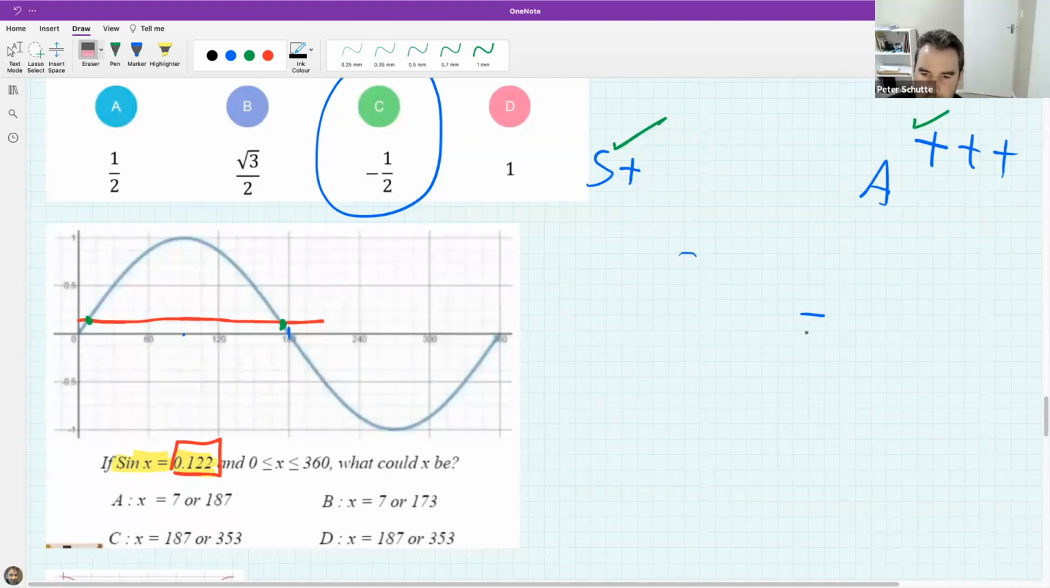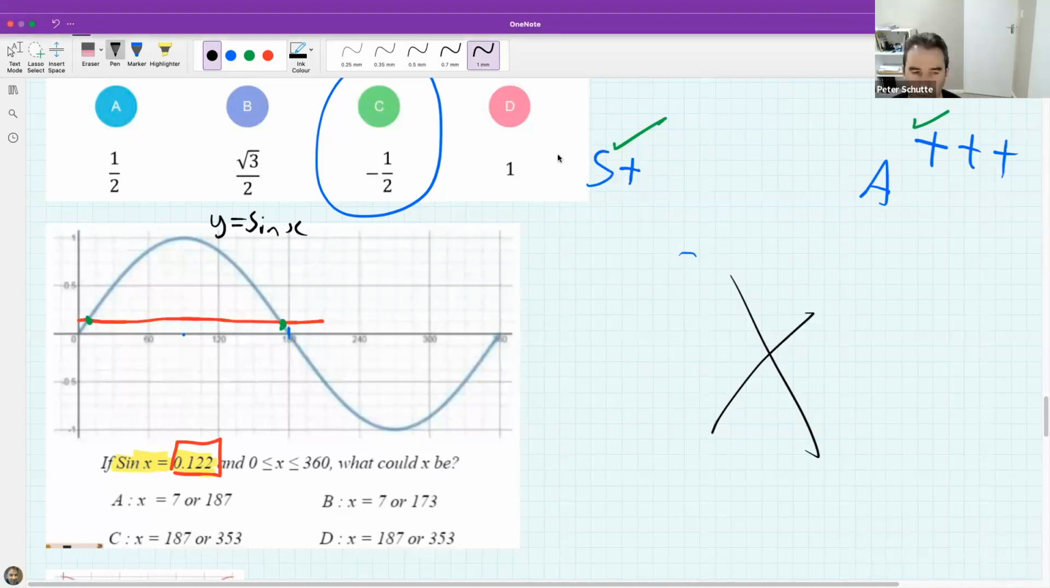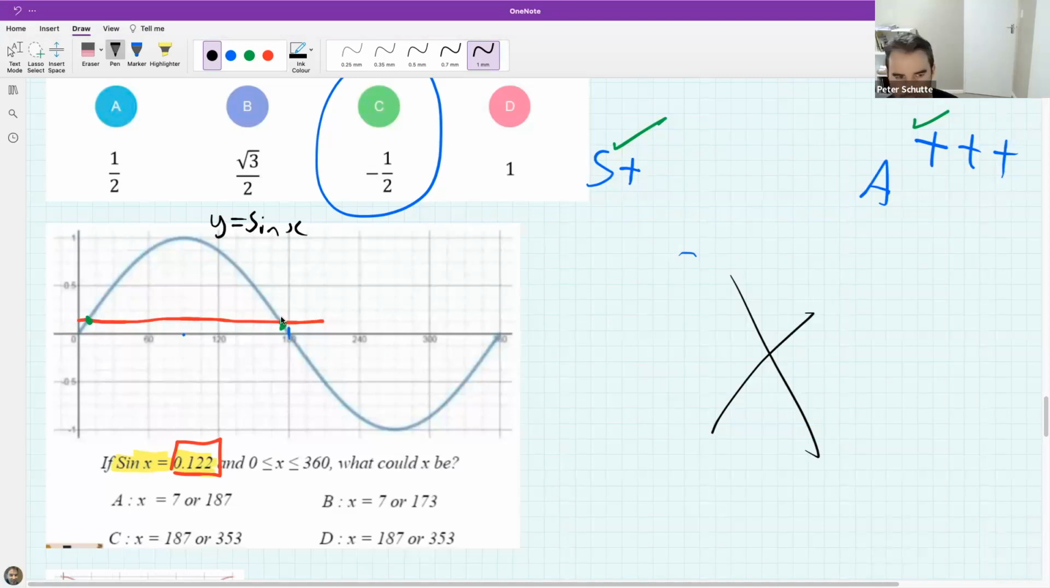I want you to just look at my line and say, look, the sine of x equals 0.122. Now, if you look at this line here, how many is this? 1, 2, 3, 4. This is 0.25 over here, and then half of that would be about 0.122. And I've said, look, which answer do you think is correct? Do you think it's A, B, C, or D? So just ignore this part for now and just look at the drawing. If you think of this graph as y equals sine x, what do you think the answer is going to be?